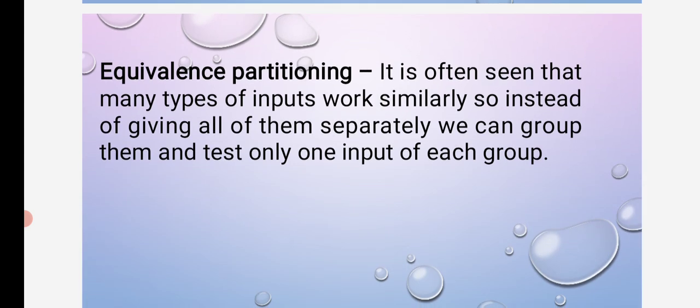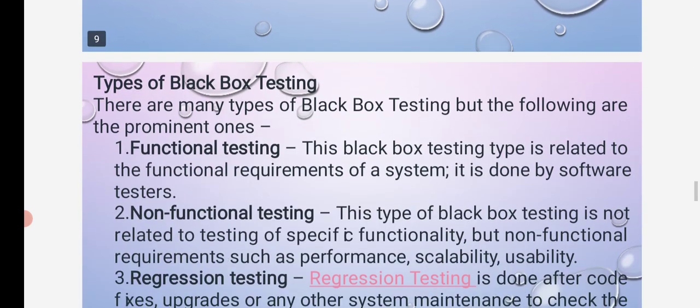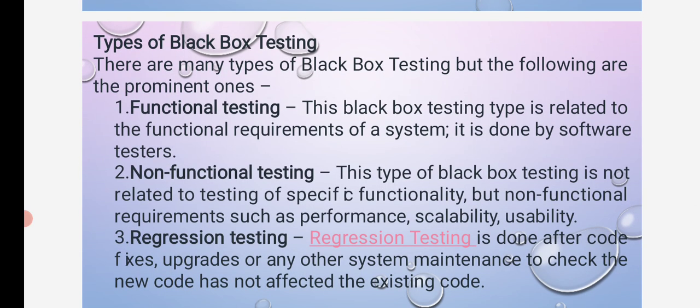The second one is equivalence partitioning. It is often seen that many types of inputs work similarly, so instead of giving all of them separately, we can group them and test only one input of each group. Then types of black box testing. There are many types of black box testing. First one is functional testing. This black box testing type is related to functional requirements of a system.